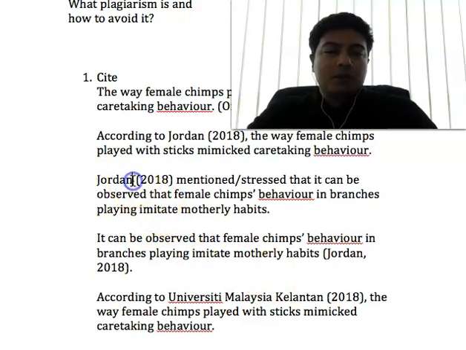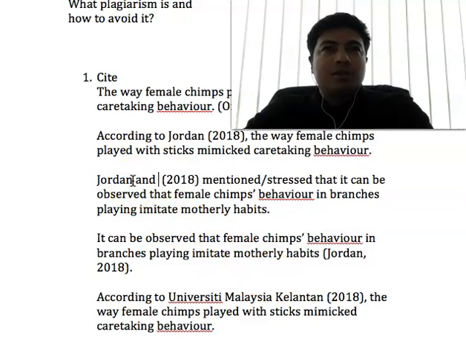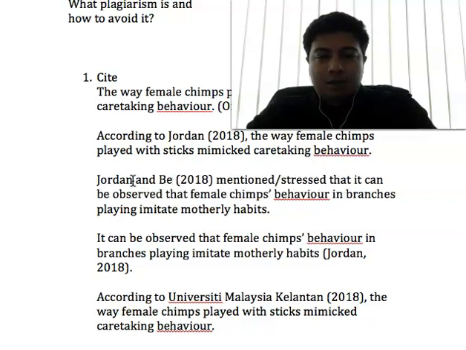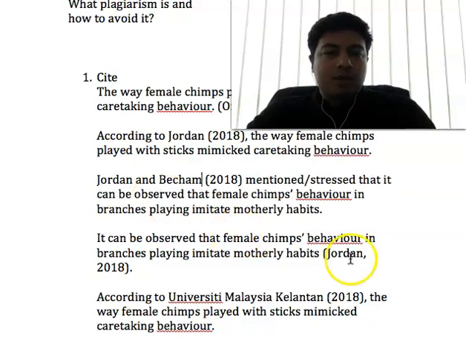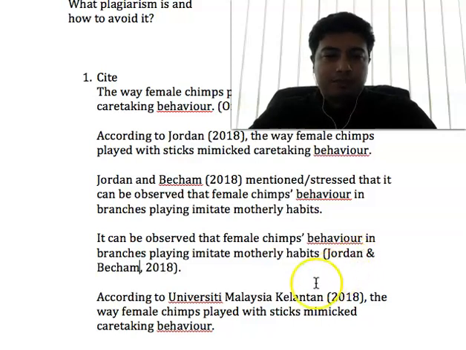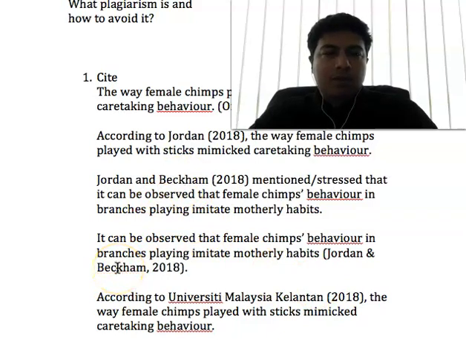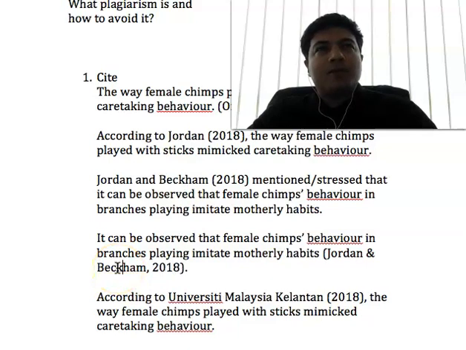If there are more than one person, so you say Jordan, and let's say we have David Beckham. So we say, we take the family name Beckham, and if it is in the end of the sentence, we put the symbol and Beckham. So that is one way to avoid plagiarism, which is by having citation or citing. You cite the author of the original article where you take the ideas from.